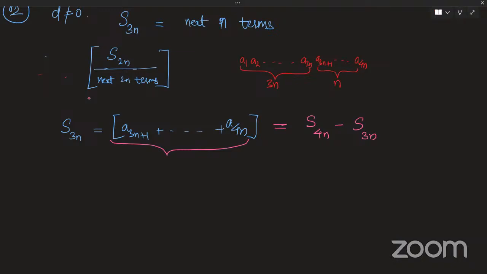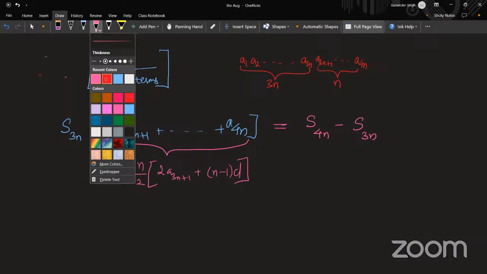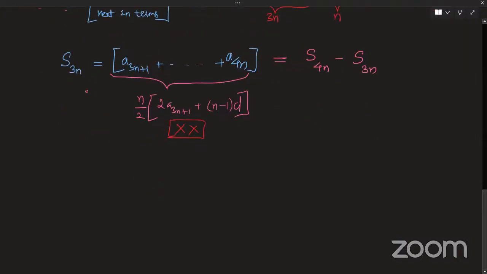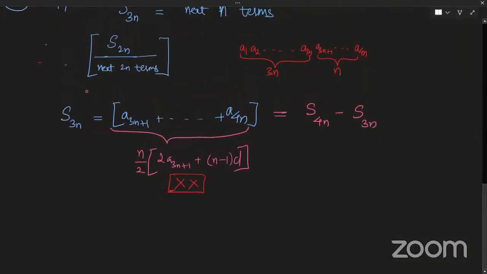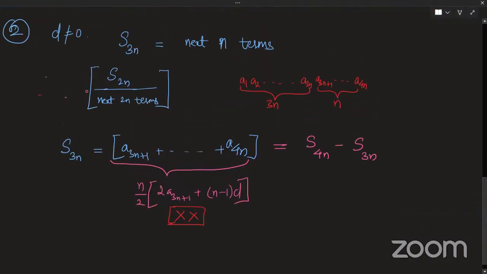See, if you want, you can do it in that way also, n by 2 into 2a plus n minus 1 into d. But it will get really long. So I won't recommend you doing this way. That day also I had told you, don't apply too much brain. Apply less brain, right? So this is the less brain, big brain time. So what will you do in big brain time?